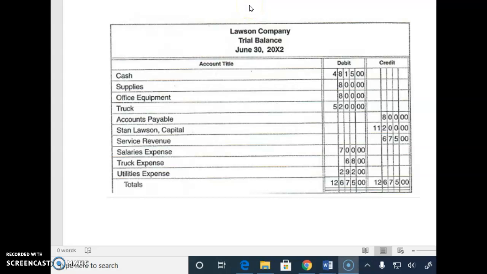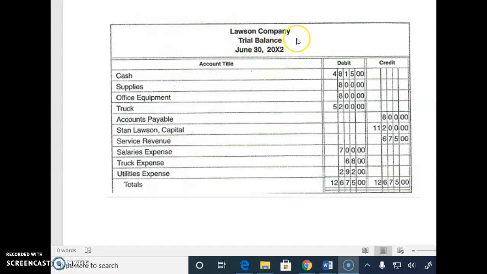Guys, welcome to accounting. Today we're going to talk about a trial balance again, but I wanted to show you a couple things before we talk about today's assignment. You see on your screen here, we've talked about Lawson Company before, but we're looking at Lawson Company's trial balance for the month as of June 30th, 2020. I'm going to say this is 2020.